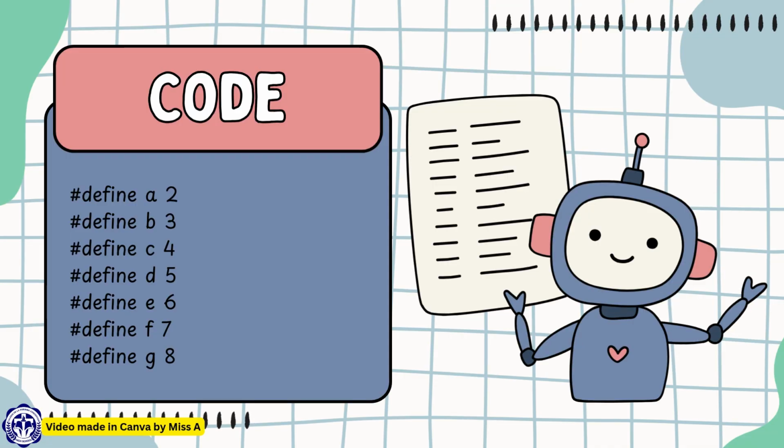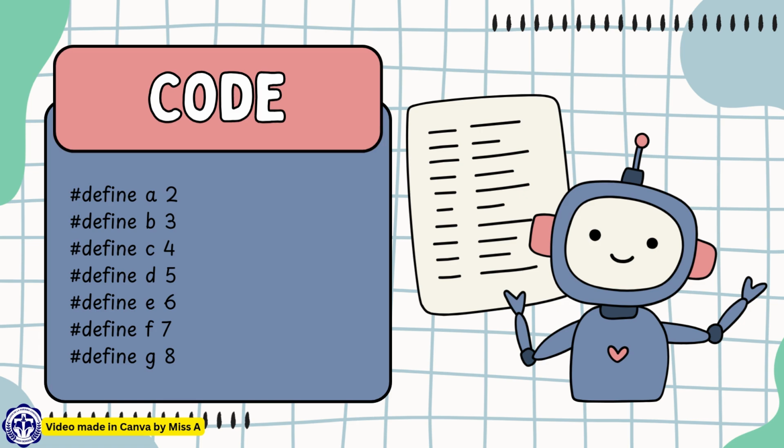This part of the code assigns labels to the Arduino pins that control each segment of the 7-segment display. For example, #define A 2 tells the program that segment A is connected to digital pin 2. The same is done for the other segments: B to pin 3, C to pin 4, D to pin 5, E to pin 6, F to pin 7, and G to pin 8.